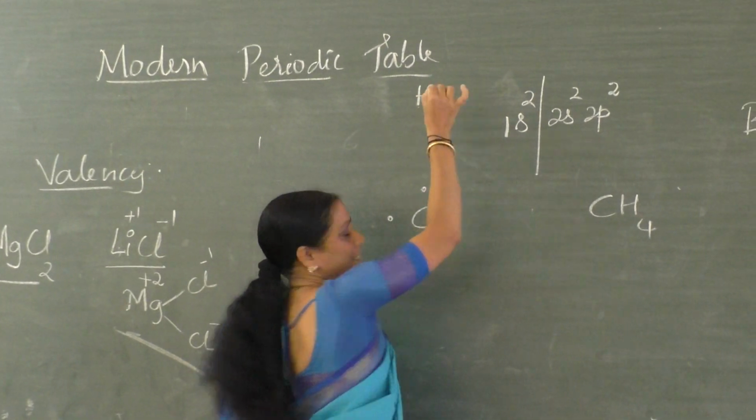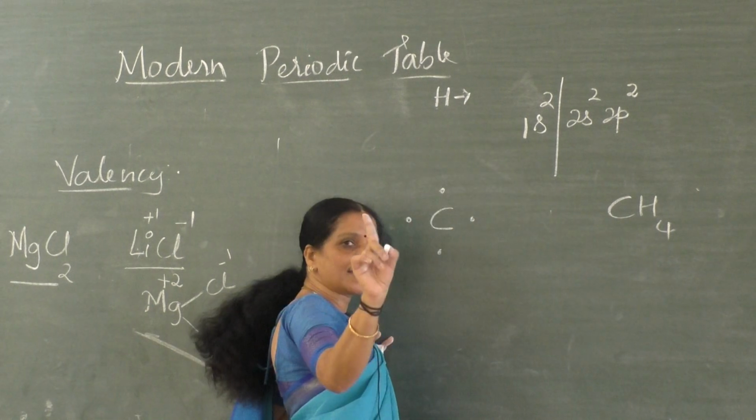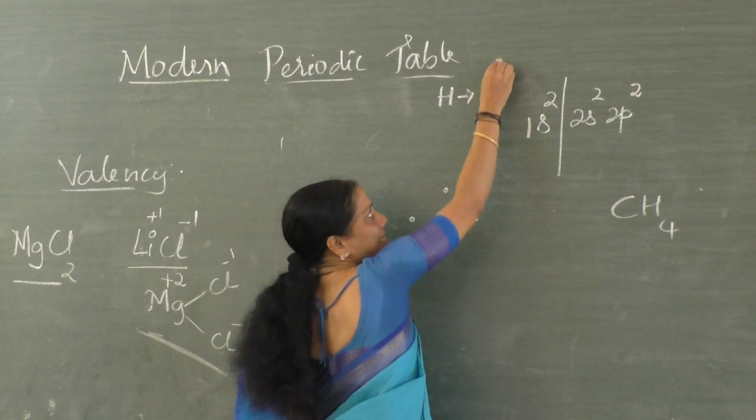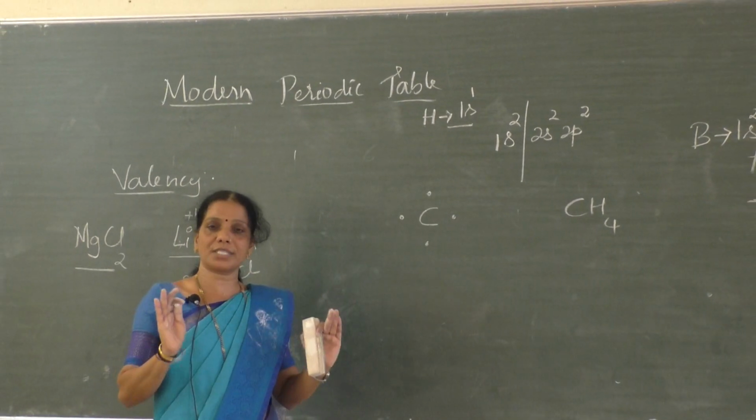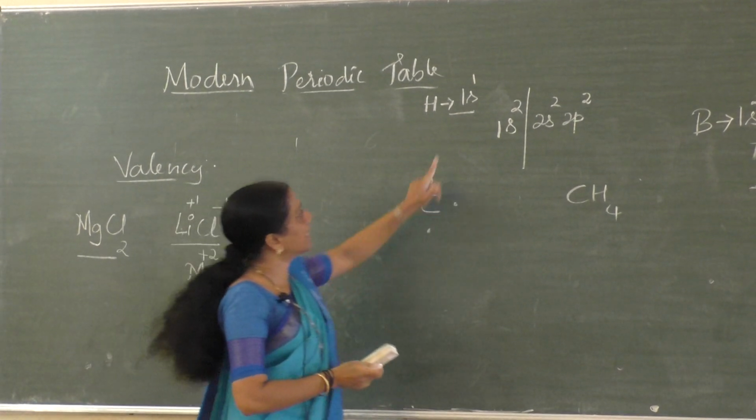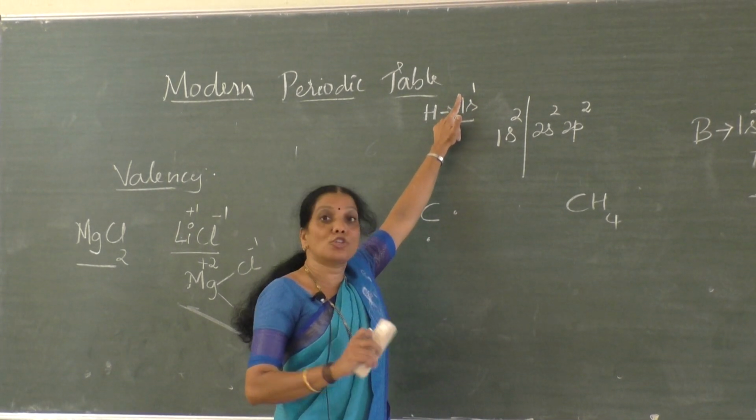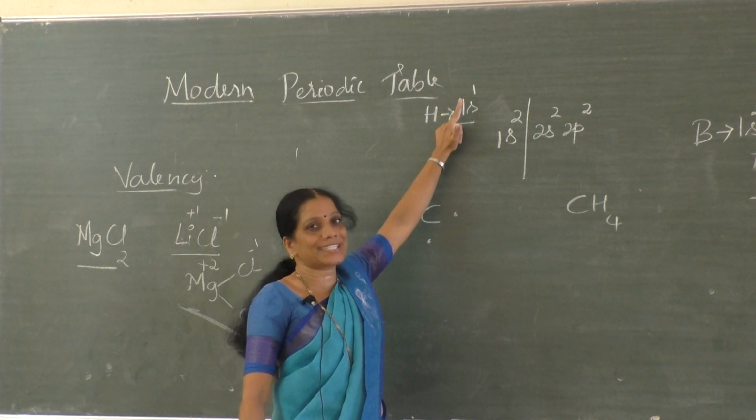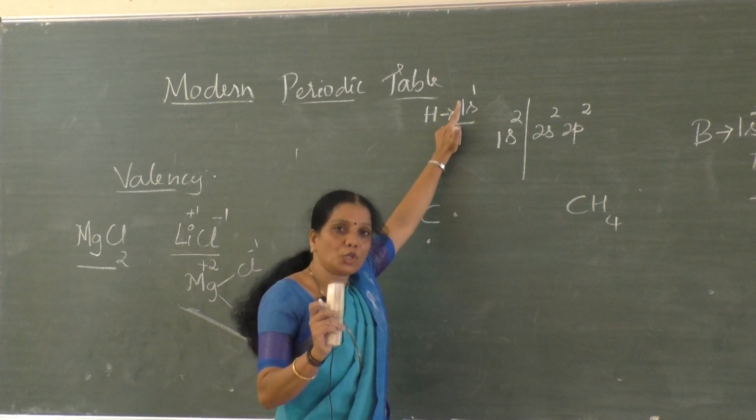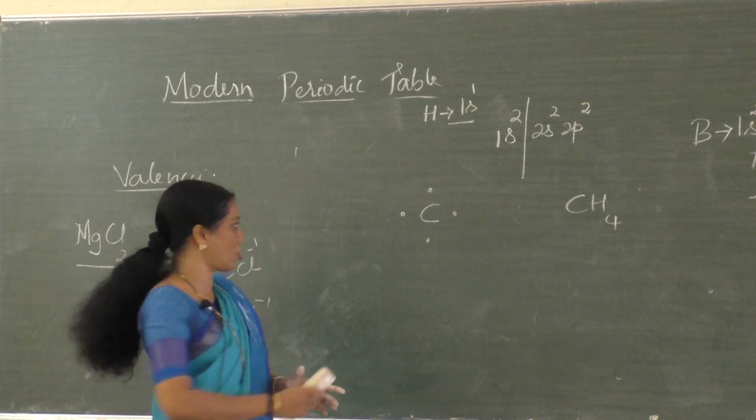Hydrogen means H. It is the first element of the modern periodic table. It contains how many electrons? Single electron. That single electron is present in which orbital? S orbital of the first main energy level. That is 1s1. Single electron is there. To reach the comfortable state, it cannot reach the octet state. It can reach only the duplet state by gaining how many electrons? Only a single electron, isn't it?